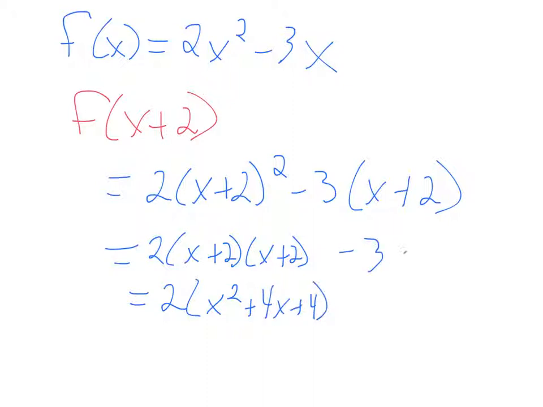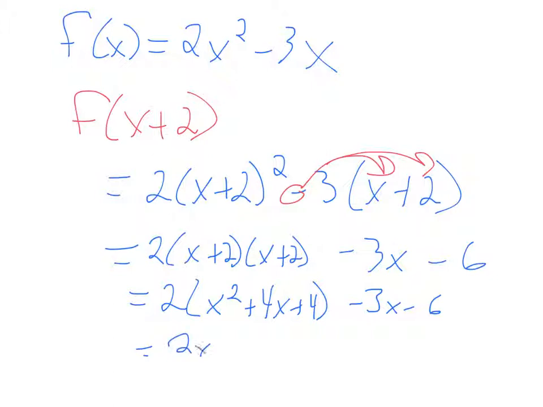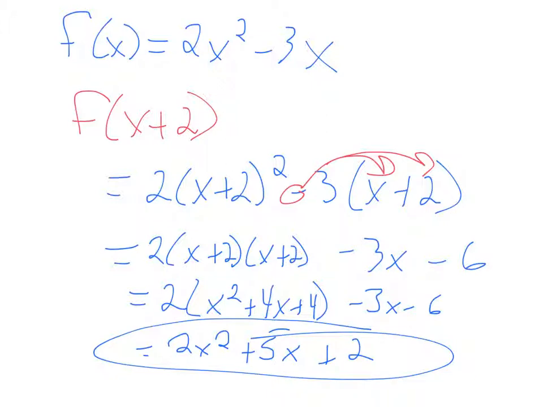And then over here we have minus 3x. Make sure the negative sign gets distributed to both terms, right? So we get minus 3x minus 6, and we should continue to simplify until it's totally simplified. So we'll end up with 2x squared. 2 times 4 is 8x, minus 3x is 5x. And then 2 times 4 is 8, minus 6 is 2. So that's what we get if we plug in x plus 2 for x. So f of x plus 2 would equal that.